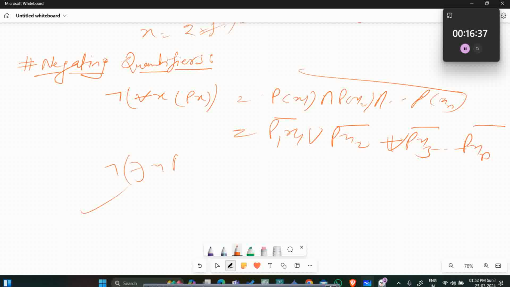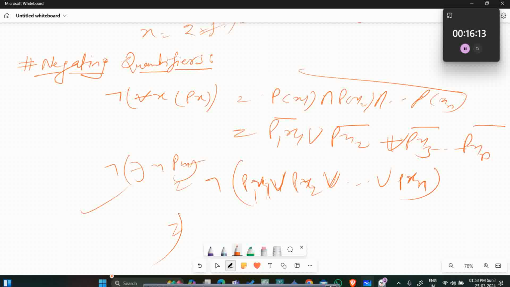And the negation of there exists some x, P(x), would be like the negation of P(x1) or P(x2) or and so on up to P(xn), which is like P(x1) complement and P(x2) complement, like that.